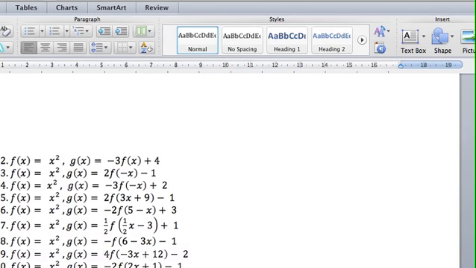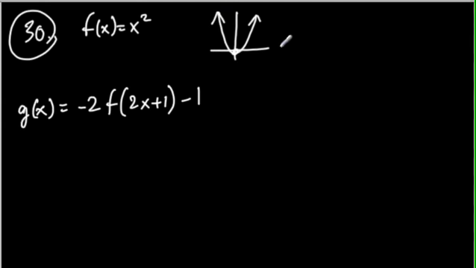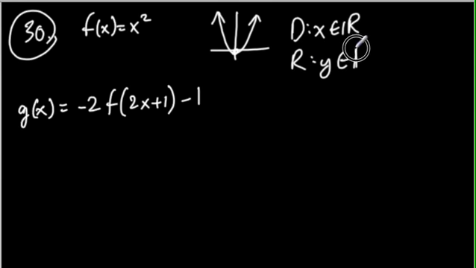And let's do the last one for this section, which is negative 2 f of 2x plus 1, minus 1. So it's negative 2 f of 2x plus 1, minus 1. And as always, f of x is x squared, we draw that. This should go right through 0, 0. And the domain is x is an element of reals, and the range is y is an element of reals, and y is greater than or equal to 0.